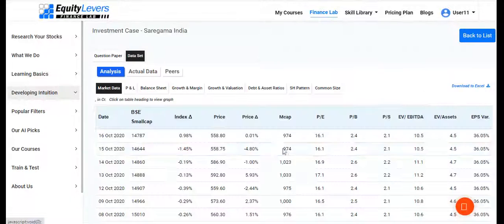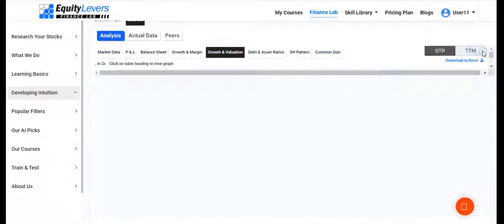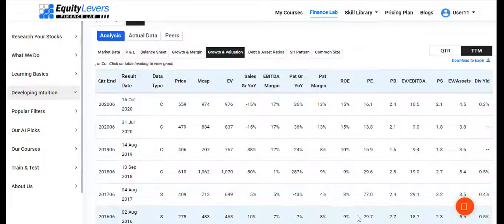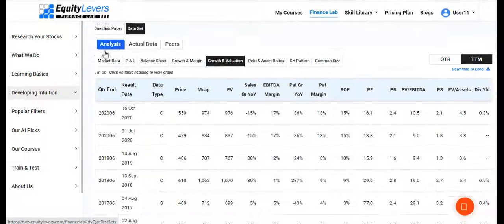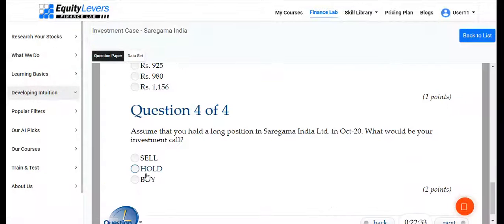So let's look at the data set again. If we go to the valuation multiples over the period, you can see that the current valuation is much lower. Company's ROE has increased to 15%. We have already seen that margins and growth expanded over the period. So at this rate, the stock still looks attractive. So we can buy more stock.